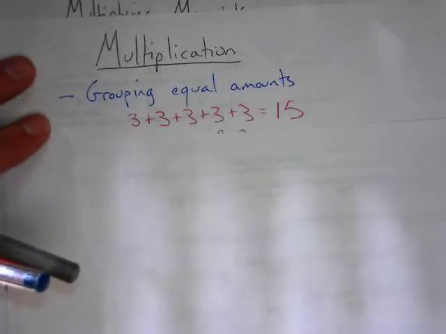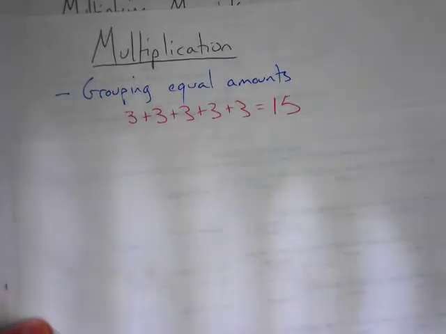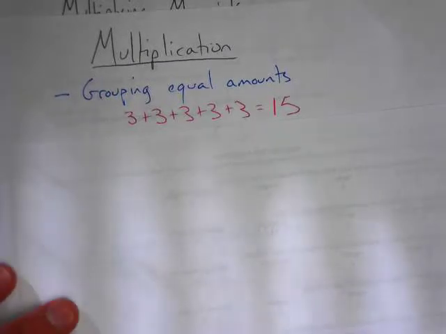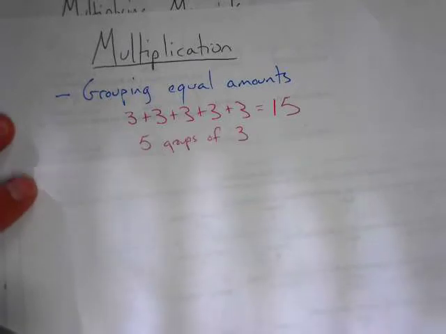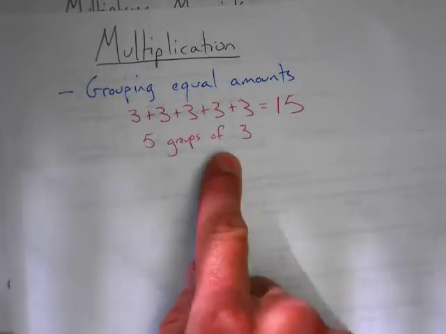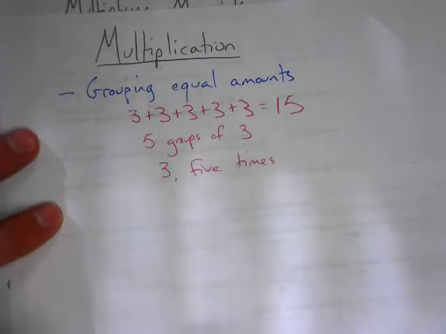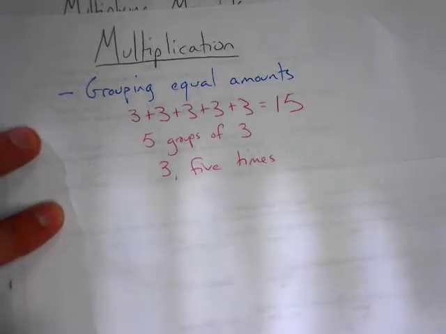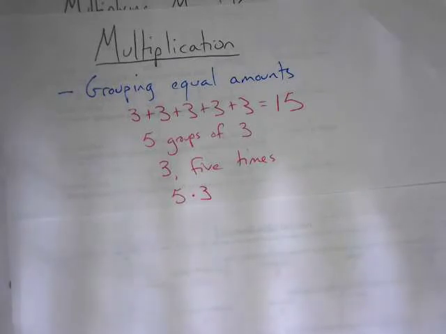And here's how that works. If we were to add 3 plus 3 plus 3 plus 3 plus 3, we know that's going to be 15. And so we figure what just happened. We grouped the same amounts 5 different times. So we have 5 groups of 3. And then 5 groups of 3, of course, is 3, 5 times, also known as 5 times 3. And so we know that's 15. Okay, so we know 5 times 3 is 15.